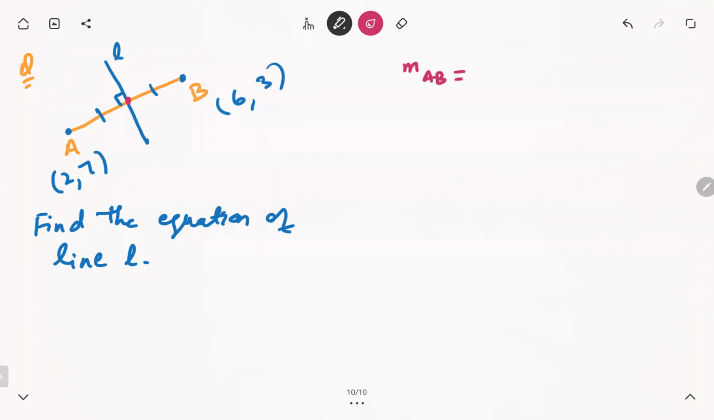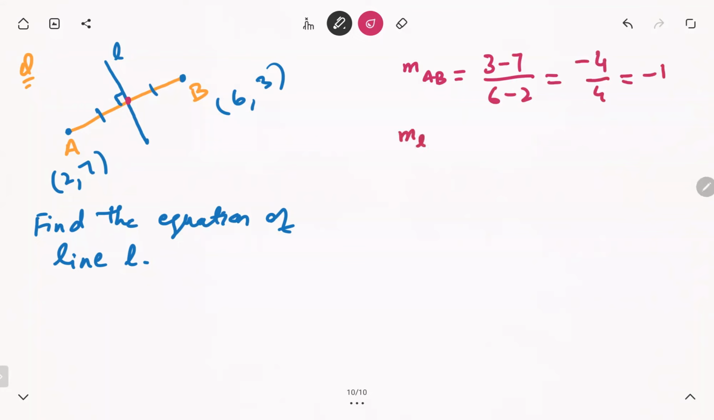I am doing this for those who made some mistake and the answer is not coming, not matching. So gradient of AB is y2 minus y1 over x2 minus x1, so it is minus 4 over 4. Negative 1 is the gradient of the line AB. I have written AB in the prefix of m just to make it clear that this is the gradient of AB.